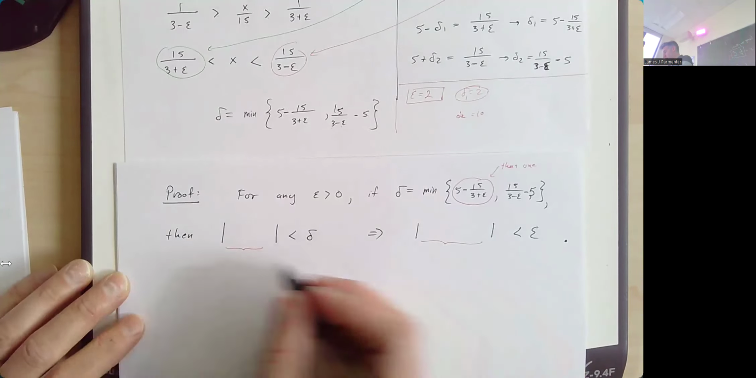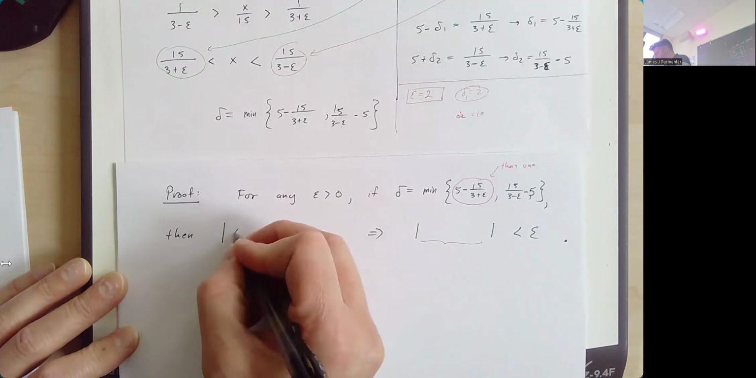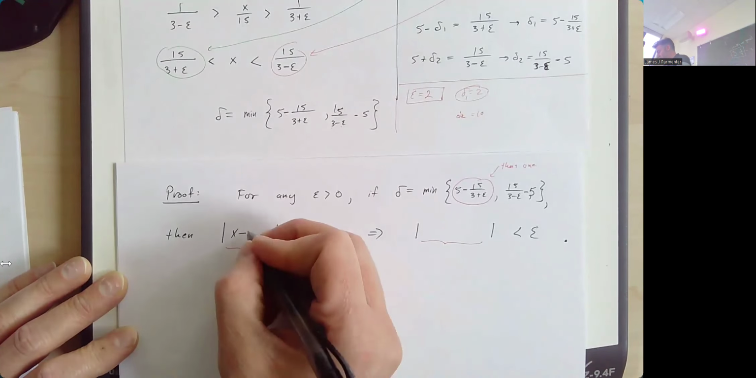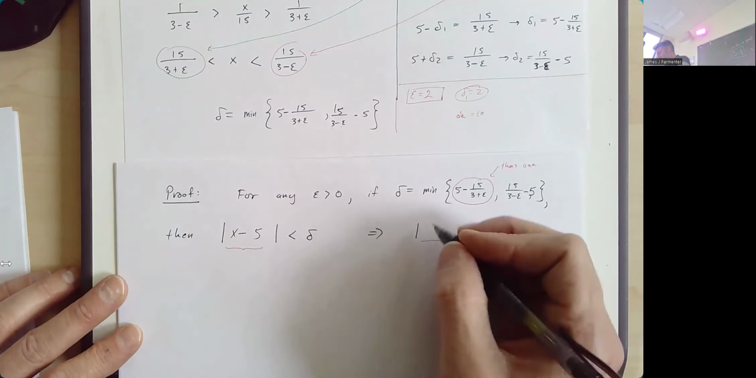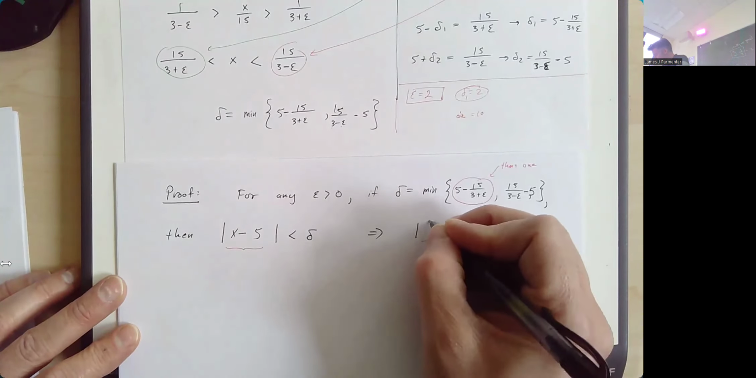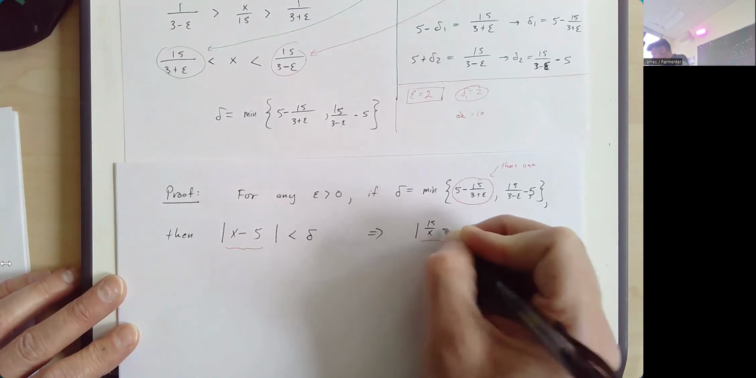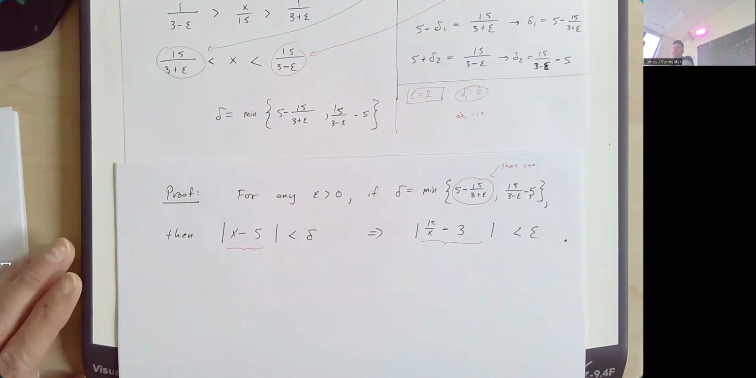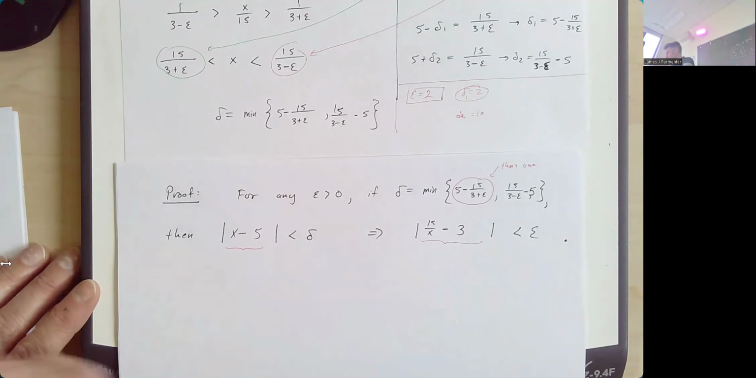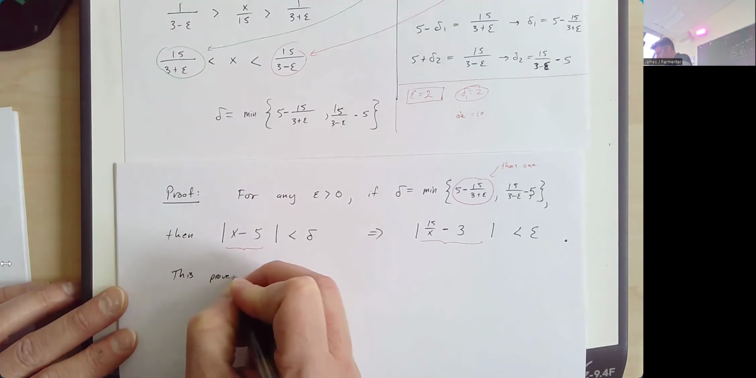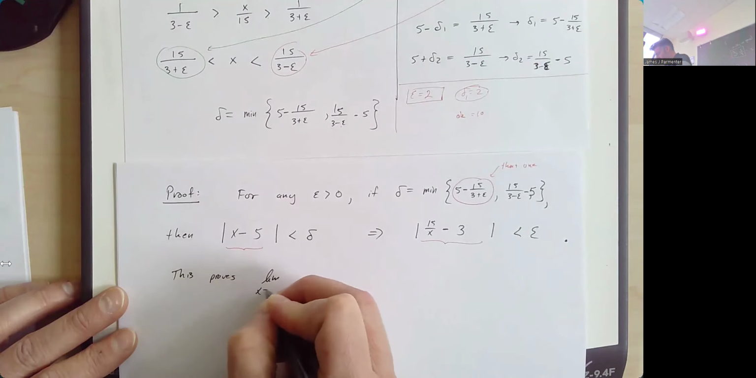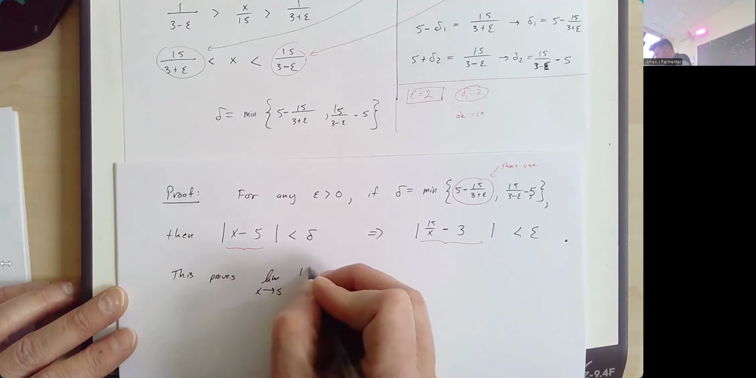So here we should have the absolute value of x minus whatever we're approaching, which is 5, less than delta, should imply that the absolute value of f of x minus its limit is less than epsilon. This is always what we're looking for. And then finally, this proves the limit as x approaches 5 of 15 over x.